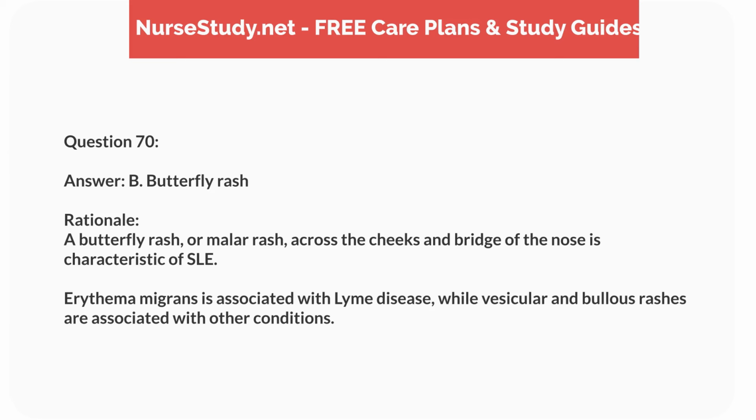Answer: B. Butterfly rash. Rationale: a butterfly rash or malar rash across the cheeks and bridge of the nose is characteristic of SLE. Erythema migrans is associated with Lyme disease, while vesicular and bullous rashes are associated with other conditions.